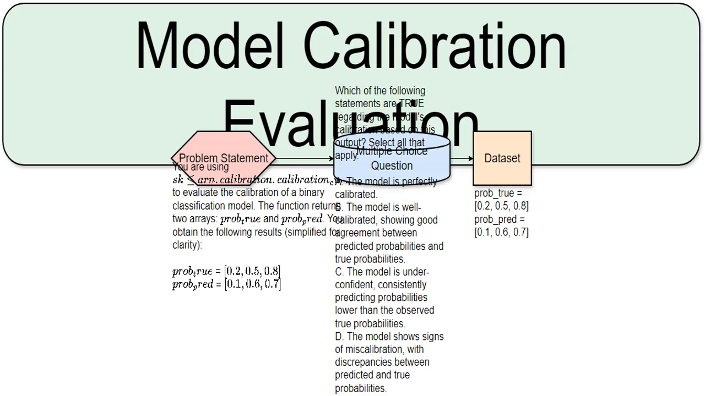This is a multiple-choice question testing your understanding of how to interpret the calibration_curve results to assess how well a model's predicted probabilities match the actual probabilities. The choices relate to whether the model is perfectly calibrated, well-calibrated, underconfident, or showing miscalibration. This is the overall topic: how to evaluate if a model is correctly representing the uncertainty in its predictions.